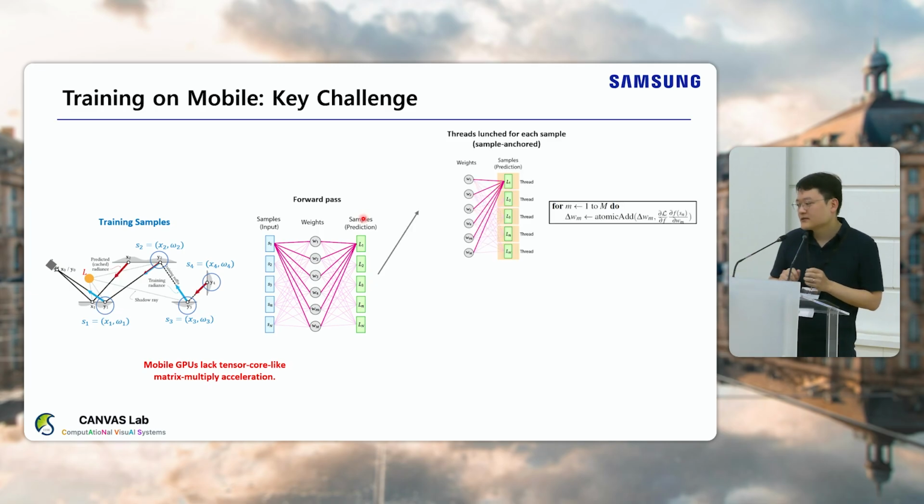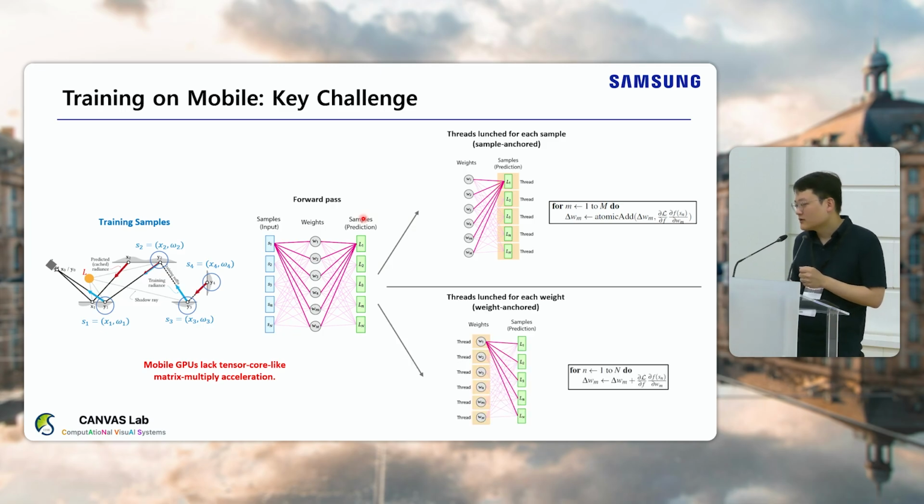For the backward pass, we have two major approaches. One possible approach would be to launch a thread for each sample and update the gradient for each weight atomically. The problem is that this atomic operation is really expensive on mobile. The alternative would be to launch a thread for each weight. Then we collect all the contributions from all the samples. But the problem is that we use almost 60,000 samples, so it's really hard to make it efficient.